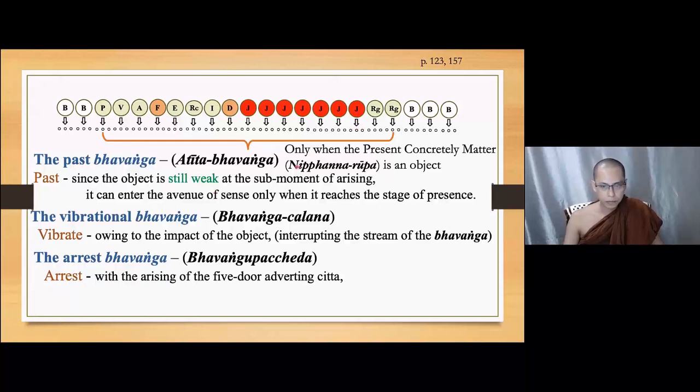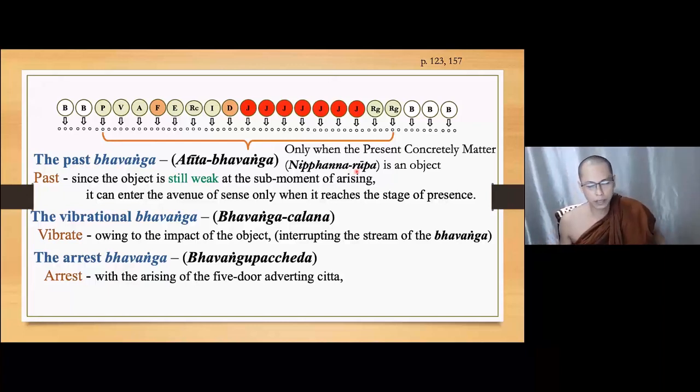So here they emphasize where we need the past bhavanga, or where the mind movement in the nature of past bhavanga arises. The mind movement in the nature of past bhavanga arises only when the present concrete matter is an object. So we will know what the concrete matter, Nippanna Rupa, is in chapter 6. So at that time we can identify what the Nippanna Rupa are.